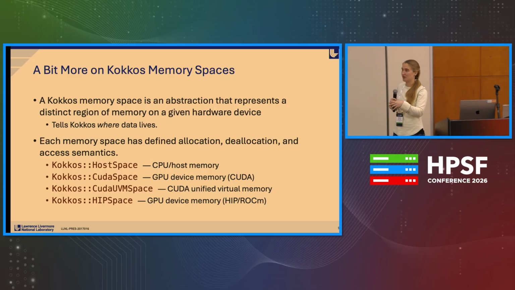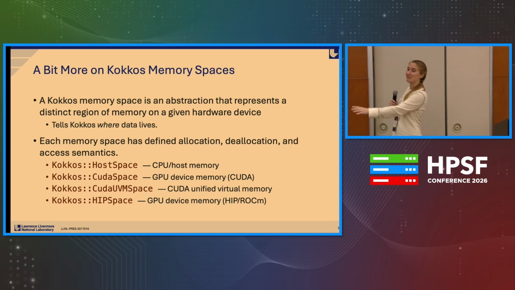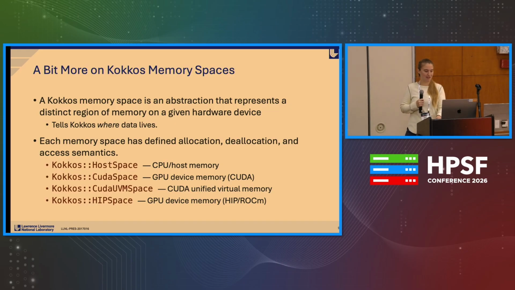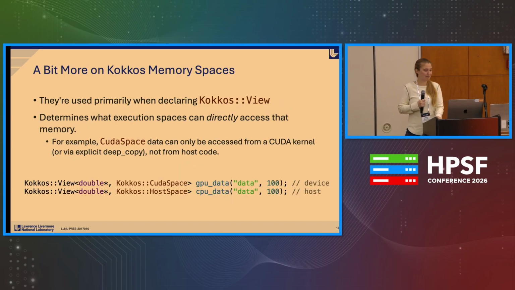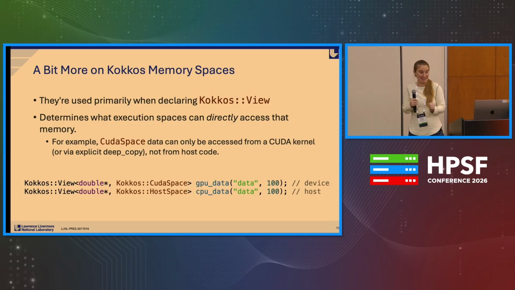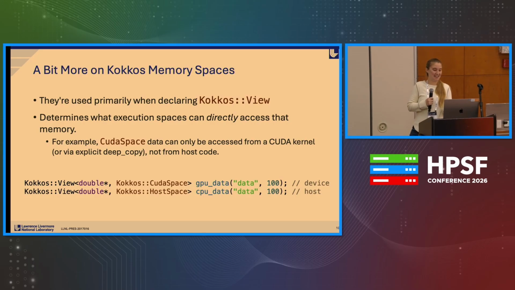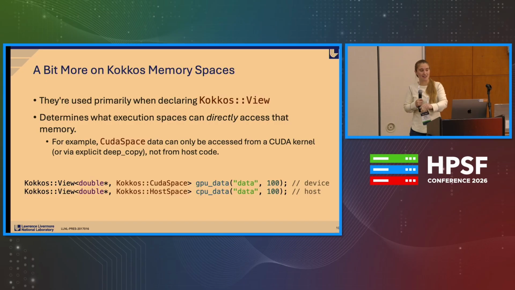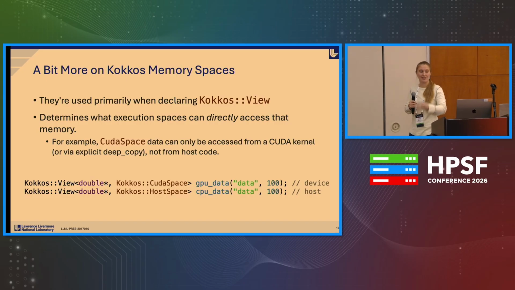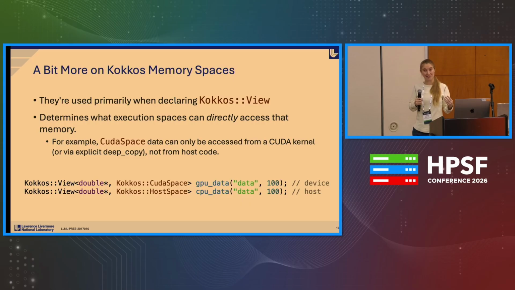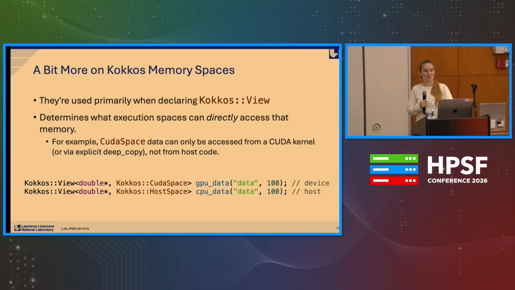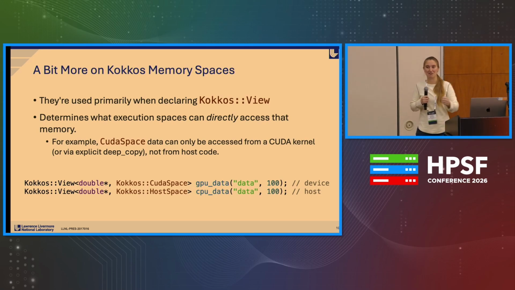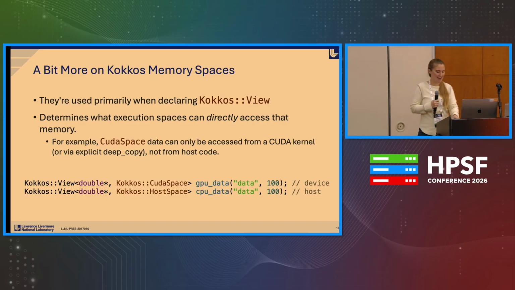There are different options you can have, and that's not an exhaustive list or anything, but those are some of the major ones that I saw. They're primarily used when declaring a Kokkos view, and they determine what execution spaces can directly access that memory. So if you have CUDA space, then you should be having a CUDA kernel. And then again, some code examples there are just prepping us for the cooler code example that I have later on.